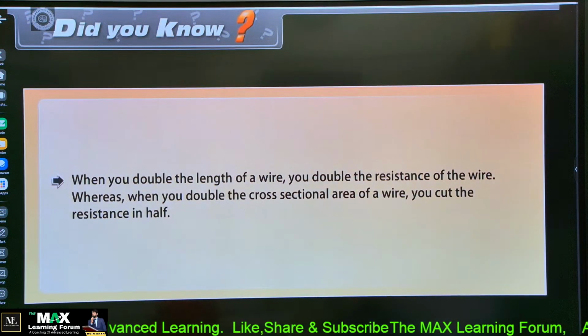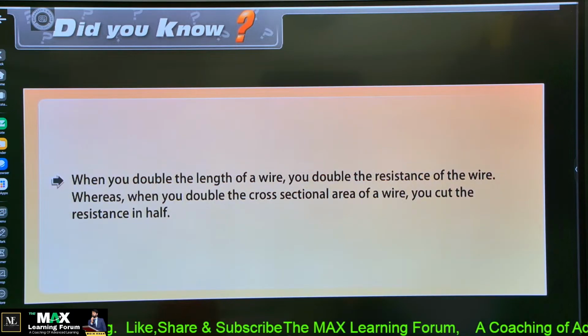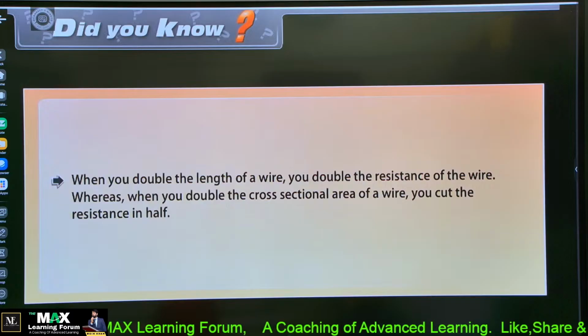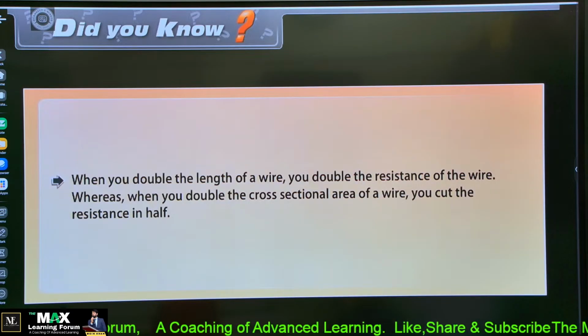Did you know? When you double the length of a wire, you double the resistance of the wire. Whereas when you double the cross-sectional area of a wire, you cut the resistance in half.